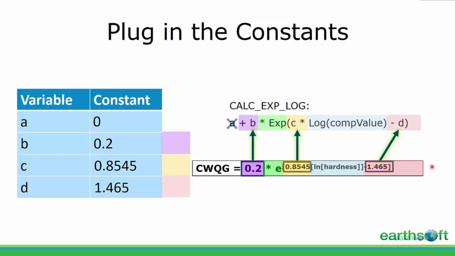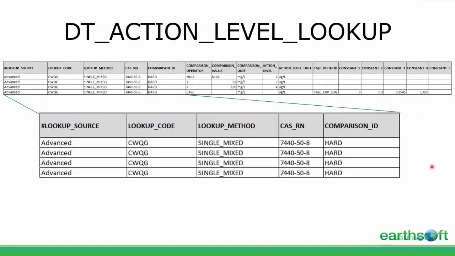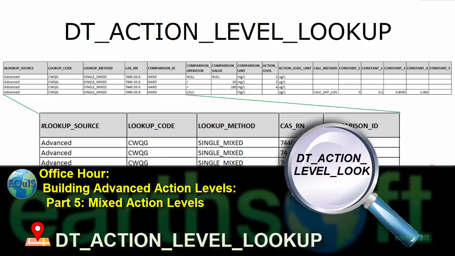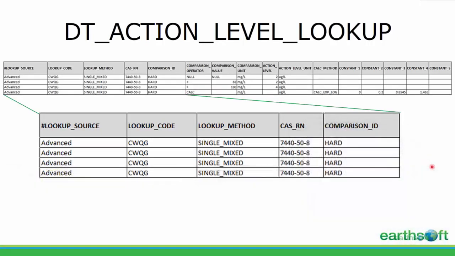So the next thing that we do once we've figured out what the formula is, we take the rest of the things that we know. We know that we're going to have some lookup stuff that we're going to have to put in there. We know that we've got some calculation things that we're going to have to put in there. So let's talk about what that is. How are we going to get this into EQuIS? And that is using, in this case, the action levels.xsd format. And that plugs directly into the DT action level lookup table.